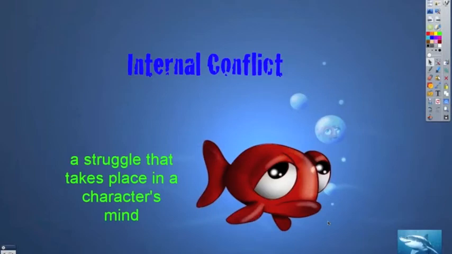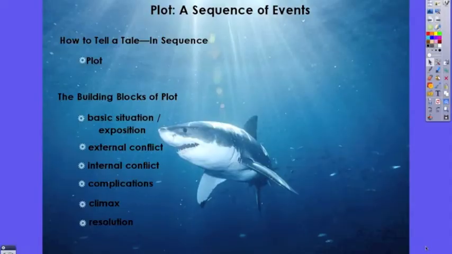When your love or your fear or your hate comes in conflict with something that you're trying to do, that is an internal conflict. So when our characters are wrestling inside their souls as to what's the right choice to make, that's not an external conflict, that's an internal conflict.